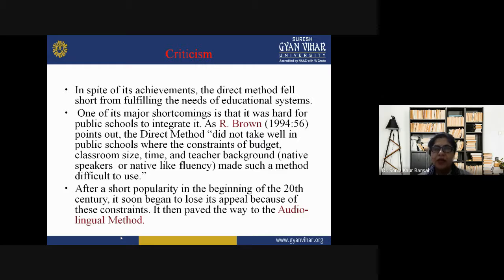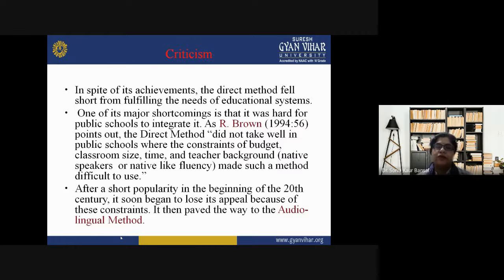So this is the way prose is taught in the direct method. Now I'm talking about the next device, that is poetry. Poetry is also taught through the direct method to students, and how it is done: again, the model recitation is given by the teacher, and imitative recitation is given by the teacher.